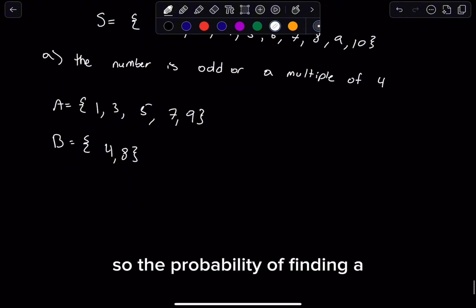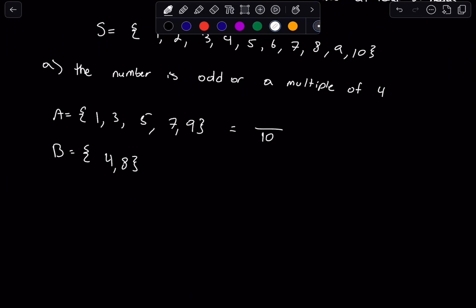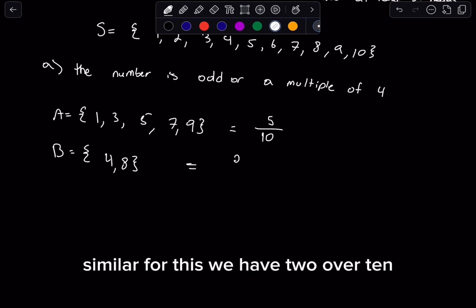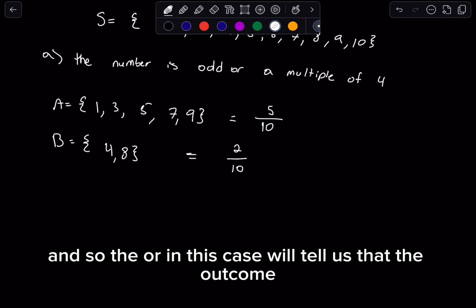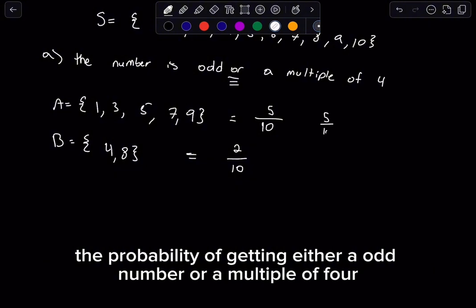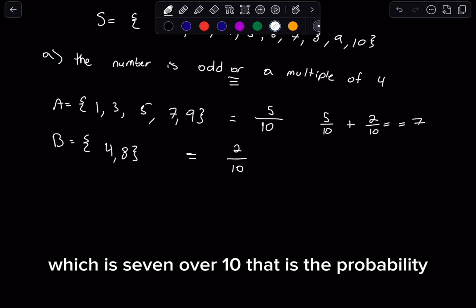So the probability of getting an odd number is going to be 10 outcomes, and we have 1, 2, 3, 4, 5 favorable outcomes. Similar for this, we have 2 over 10. And so the OR in this case will tell us that the probability of getting either an odd number or a multiple of 4 is going to be the union between these two, which is 7 over 10.